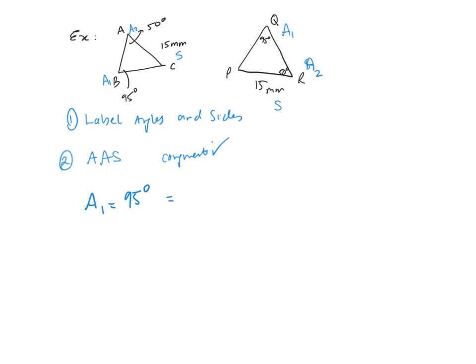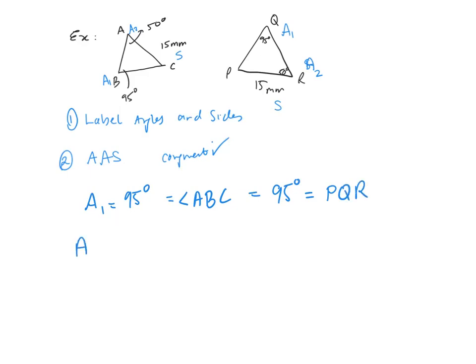So if I have a look at angle 1 for triangle 1, that's between A, B, and C. So B is where 95 corresponds to, so it goes in the middle, is the same as 95 degrees, which is, if we have a look at the second triangle, that's PQR.